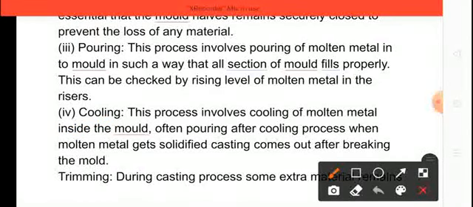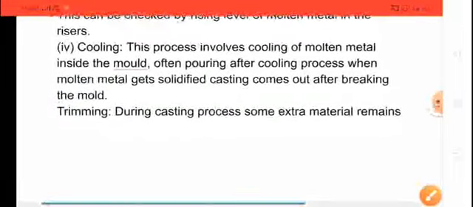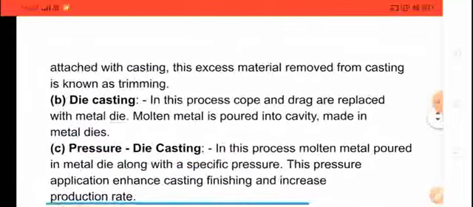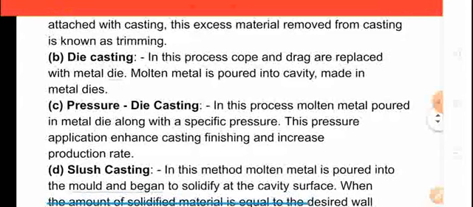This process involves cooling of molten metal inside the mold, often pouring after cooling process. When molten metal gets solidified, casting comes out after breaking the mold. Then one of the important steps, which is not a step but a sub step, is known as trimming, which is done to remove the extra materials from the surface. Excess material should be trimmed out by using the trimming.